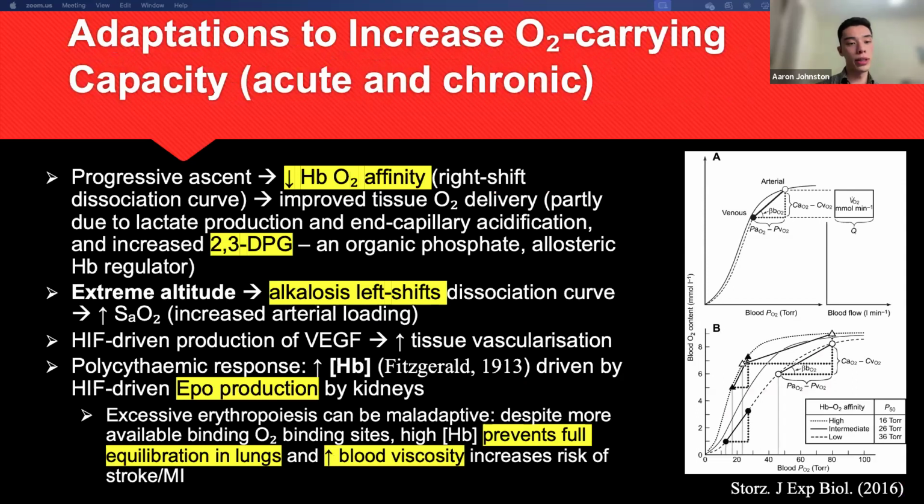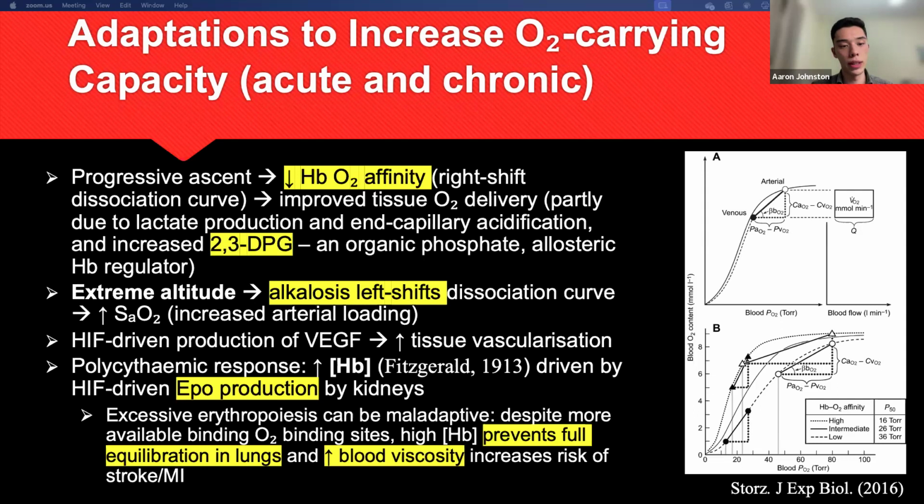So how can we adapt chronically to altitude? We know that on progressive ascent, at moderate altitude, there's initially a right shift in the dissociation curve. This reduces the affinity of hemoglobin for oxygen, which favors the offloading of oxygen in our tissues. As we move up in altitude, the hypoxia worsens. This left shifts the dissociation curve, which helps uptake oxygen at the lungs. That right shift I mentioned before is thought to be driven by end capillary acidification, as well as 2,3-DPG, which we know modulates hemoglobin activity.